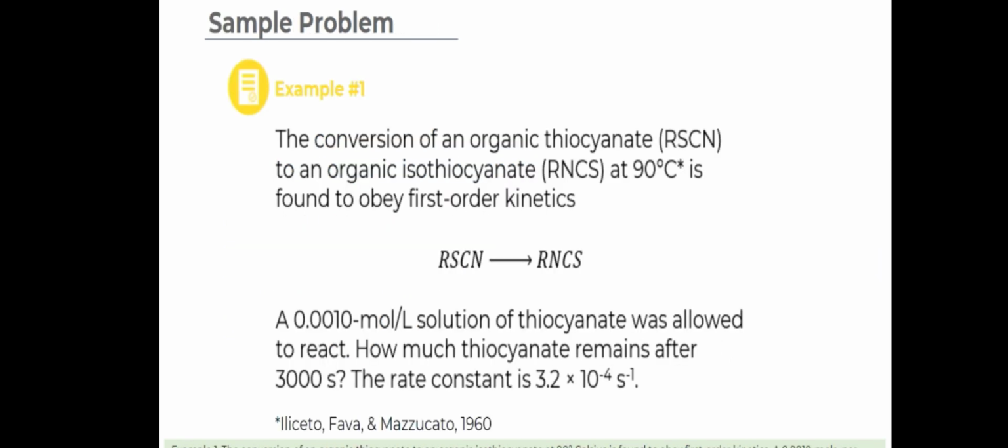Sample problem. Example number 1. The conversion of an organic thiocyanate to an organic isothiocyanate at 90 degrees Celsius is found to obey first-order kinetics. A 0.0010 mole per liter solution of thiocyanate was allowed to react. How much thiocyanate remains after 3000 seconds? The rate constant is 3.2 times 10 raised to negative 4 inverse second.